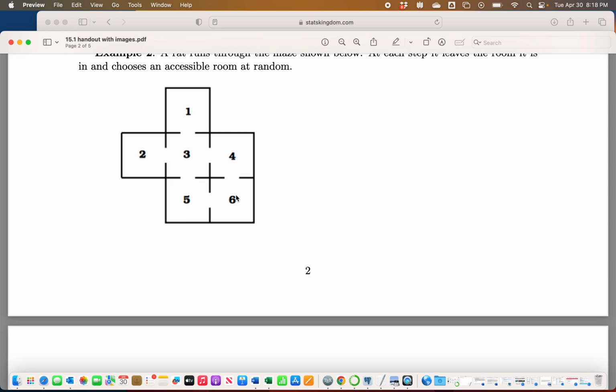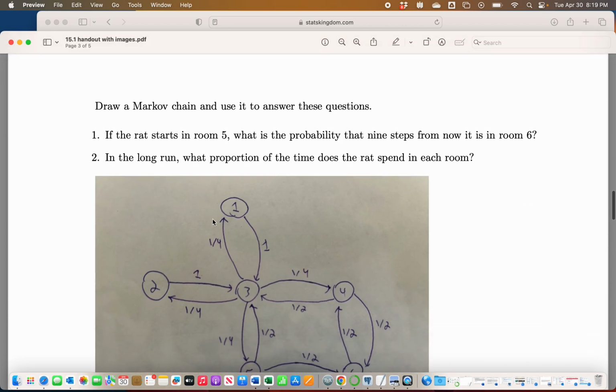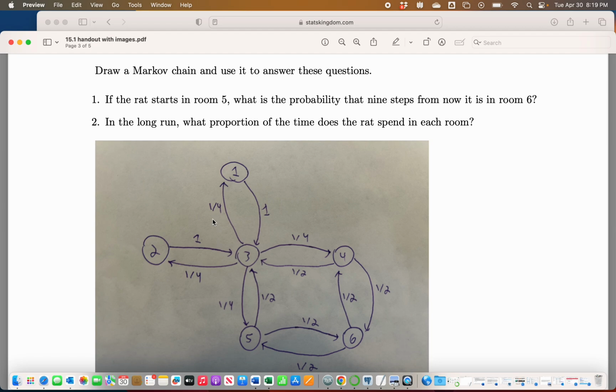You could do it that way. It could go this way, or that way. There are many, many ways that this rat could take 9 steps and end up in room 6. We don't want to think about all those possible ways and add them all up, do we? That sounds like a nightmare. But the matrix multiplication takes care of all those cases.